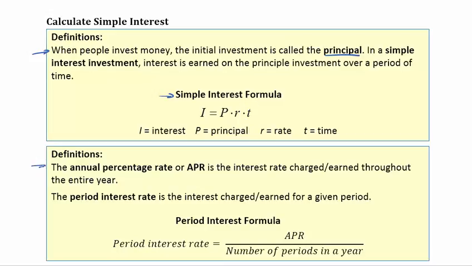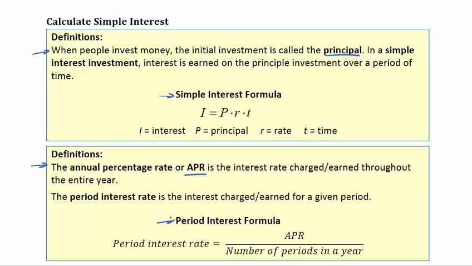So now, the annual percentage rate, or APR, which a lot of times is how money is invested or borrowed, the annual percentage rate is the interest rate charged or earned throughout the entire year. So this is both for loaning out money and for investing money. So the period interest rate is the interest charged and earned over a given period. So APR is our annual rate, meaning going over 1 year.